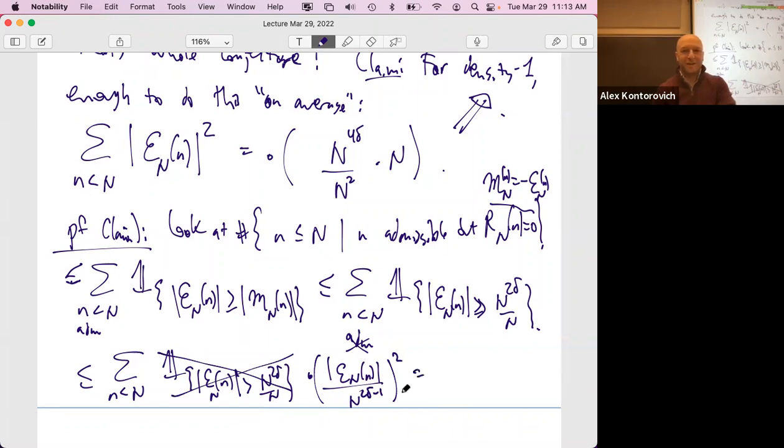And so what do we have here? We have n to the 2 delta, so n to the 4 delta on the bottom, and n squared on top, and then a sum over n up to N of the second moment of the error term. Did we lose like a -2? The -2 went up here. Oh, okay.